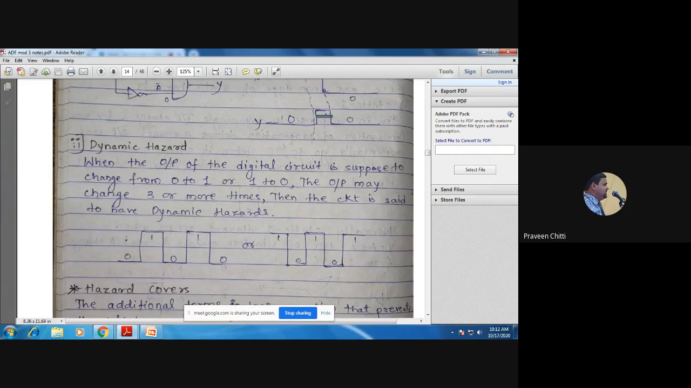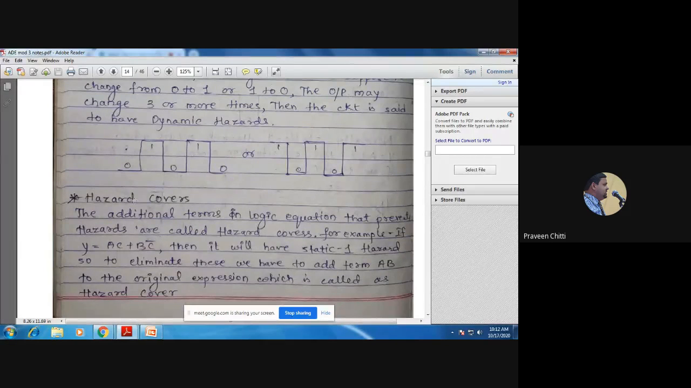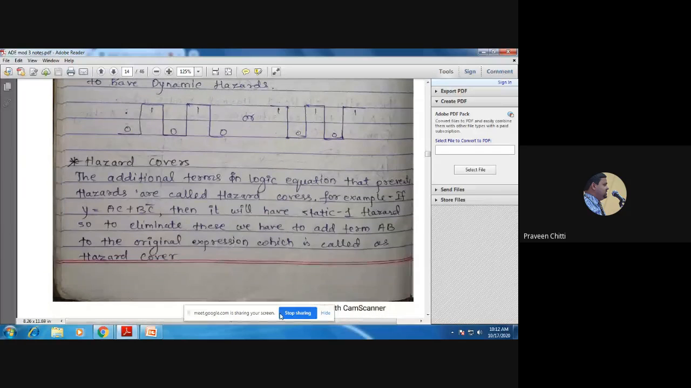Then the question is how to overcome or eliminate these hazards, right? To eliminate these hazards, many a time you need to introduce some additional terms in the circuit, so that they will eliminate these hazards, and those additional terms which we introduce in the circuit to eliminate the hazard are called hazard covers. Is that clear? The additional terms in the logic equation that prevent hazards are called hazard covers, right?